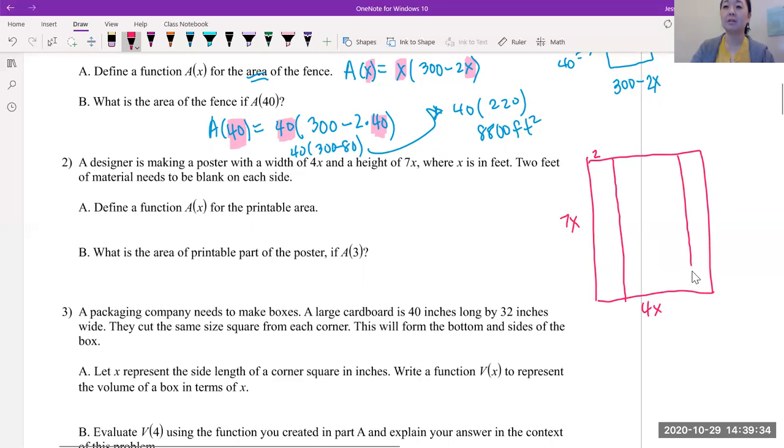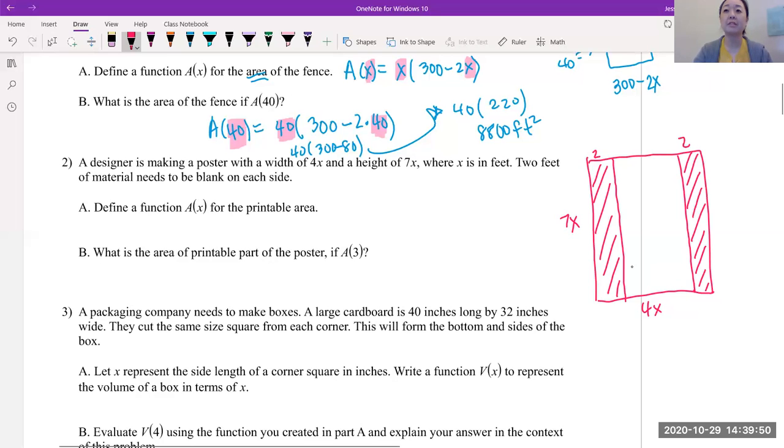Over here, 2 feet, right? This has to be blank. We cannot write in this area at all, because it's not going to be printed out, apparently. They need a better printer. And then it says right here, define A of X for the printable area.